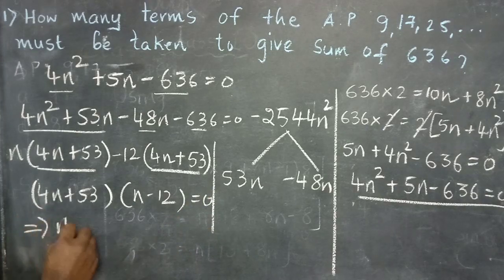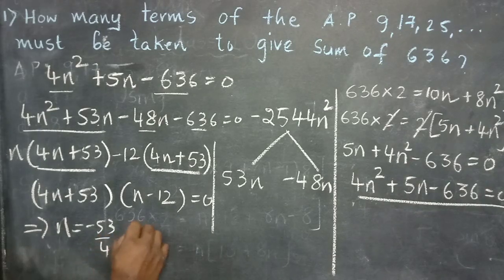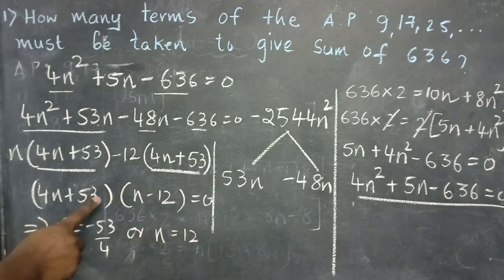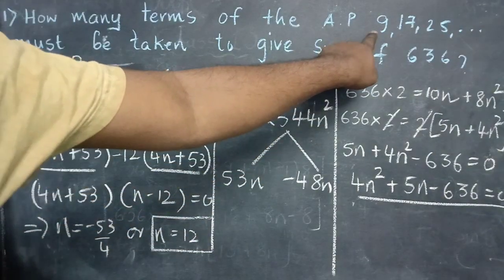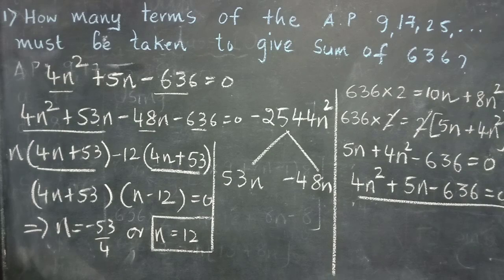Now we get the value n equals minus 53 by 4 or n equals 12. Shift minus 12 to RHS becomes plus 12. Shifting plus 53 to RHS becomes minus 53, then dividing it by 4. Now we got n equals minus 53 divided by 4 and n equals 12. n cannot be negative, n cannot be a fraction, therefore the value of n is 12. The sum of 12 terms of this AP will give you 636. What is the value of n? n equals 12.